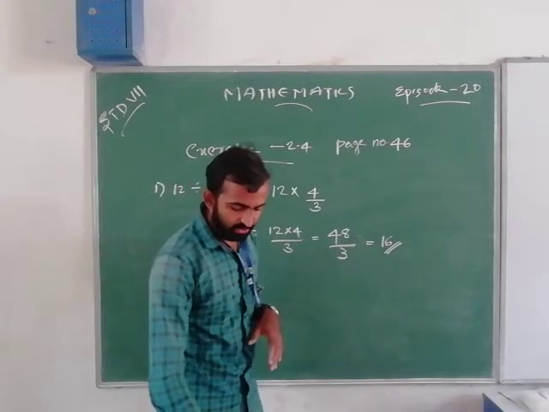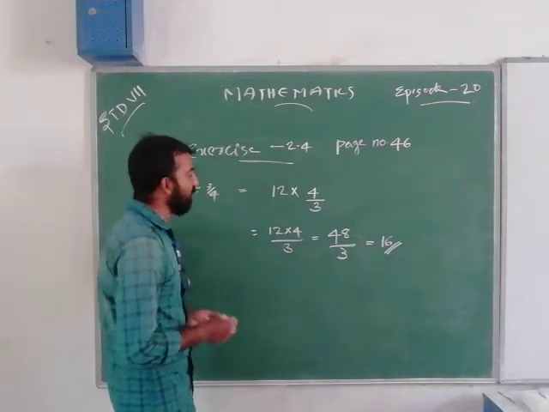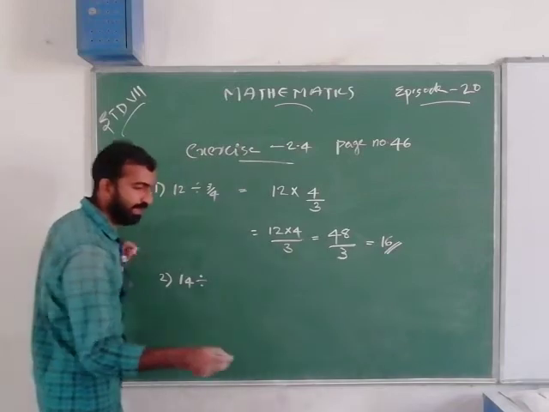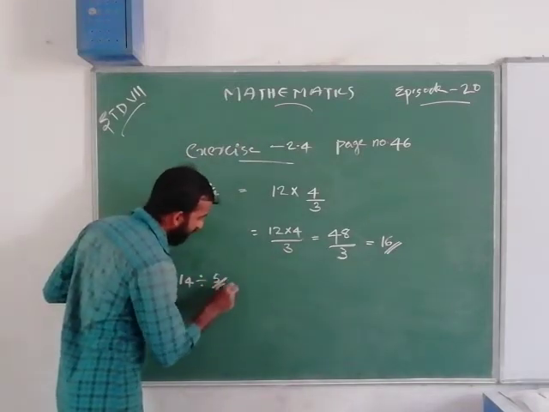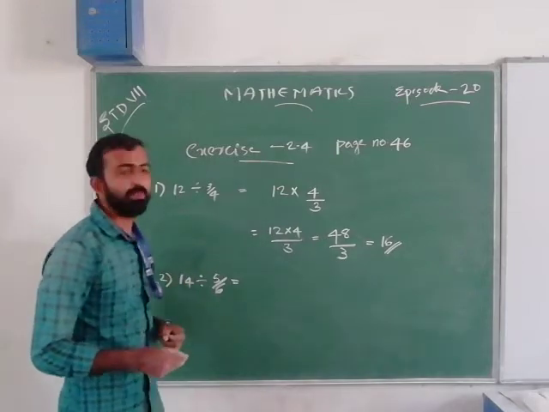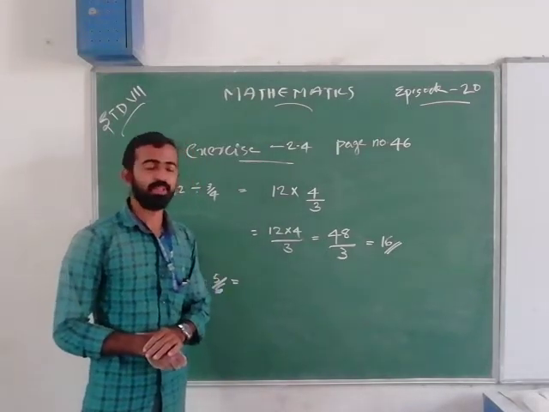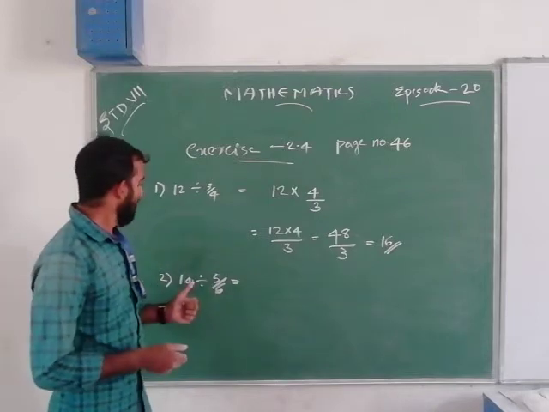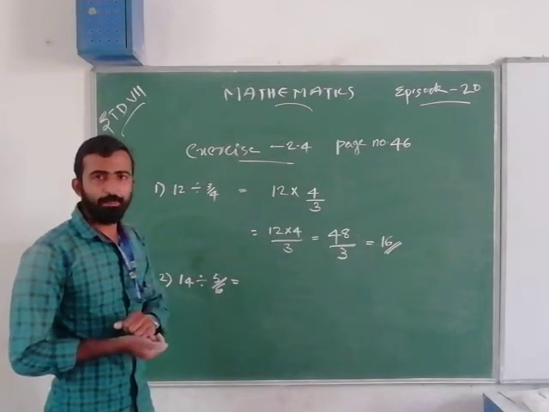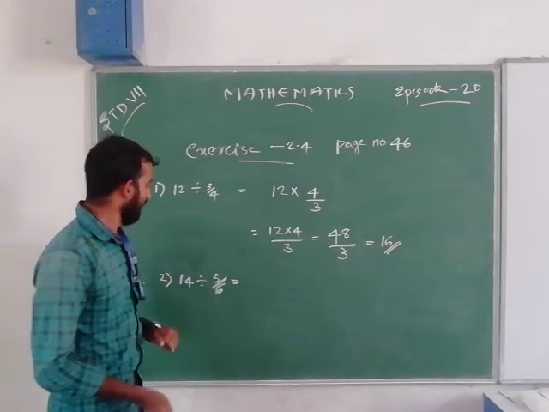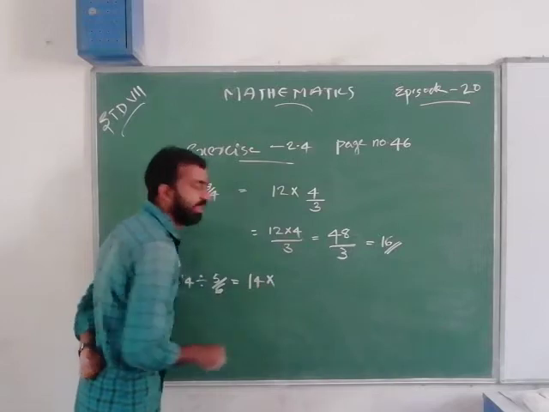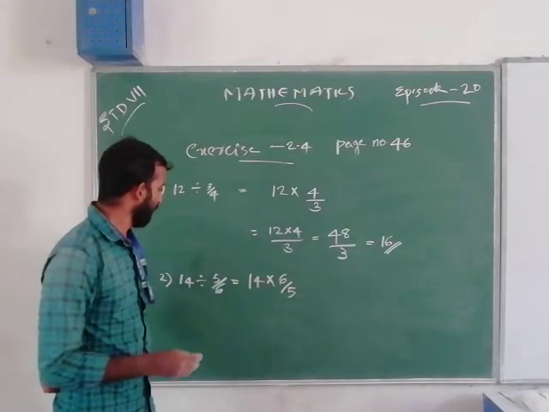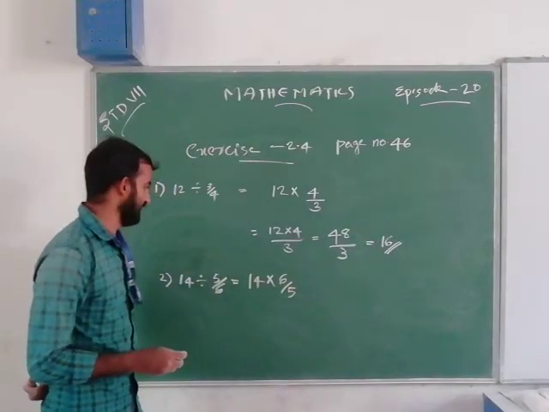And next one is 14 divided by 5 by 6. What is the answer? Anyone can say? Can you follow me? Okay. What is the answer? What is this step? Please tell me. 14 into, yes, that is the right answer. 14 into 6 by 5. Is it? Yes.